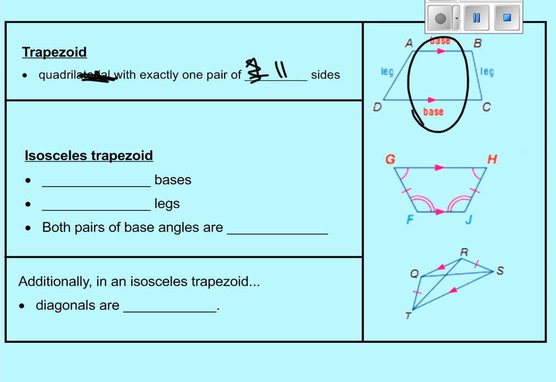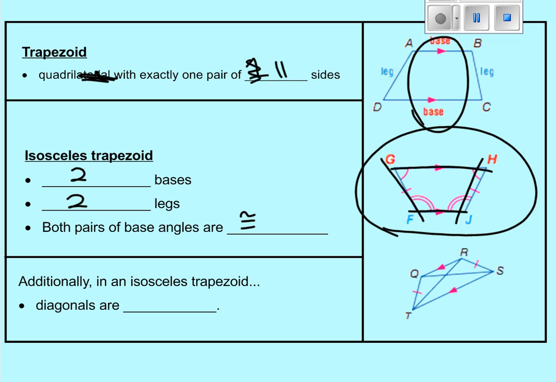An isosceles trapezoid is a very, very specific kind. It's got two parallel bases, but the legs are congruent to each other. So it's got two bases, two legs. Legs are congruent, and just like an isosceles triangle, the base angles are going to be congruent to each other. This is a good example of what an isosceles trapezoid is going to look like. You've got one set of parallel sides, and congruent legs means these angles are congruent, which means these angles are congruent.